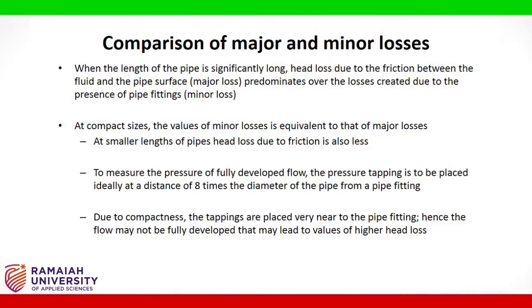To measure the pressure of fully developed flow, the pressure tapping is to be placed ideally at a distance of 8 times the diameter of the pipe from a pipe fitting. Due to compactness, the tappings are placed very near to the pipe fitting. Hence, the flow may not be fully developed, which may lead to values of higher head loss.